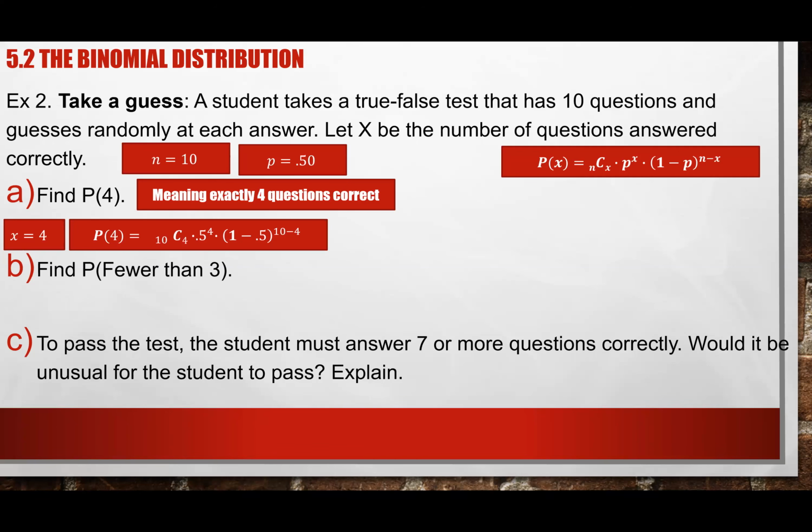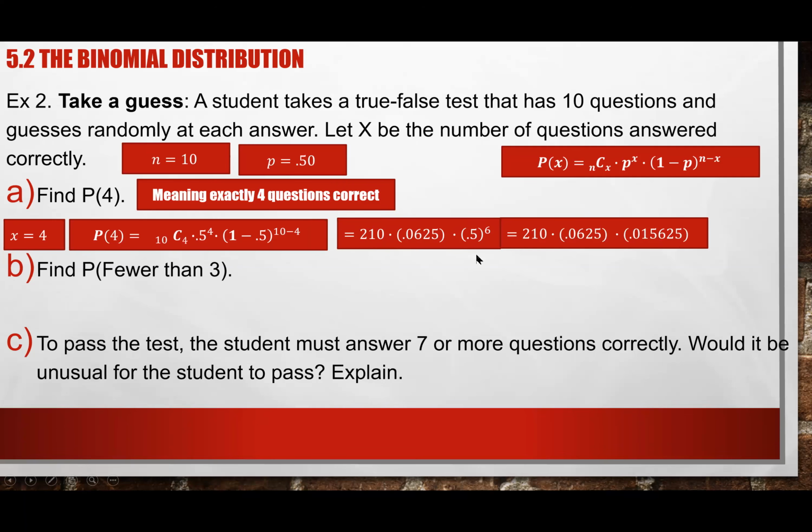And then all I need to do is take all these numbers, and if you take all those numbers and multiply them together, everybody see that what we have is 0.2051, right? Meaning the probability that you take this test that you don't know anything about and randomly guess true or false on these 10 questions and have exactly 4 of them correct is roughly 21%, or 20.5%, right?